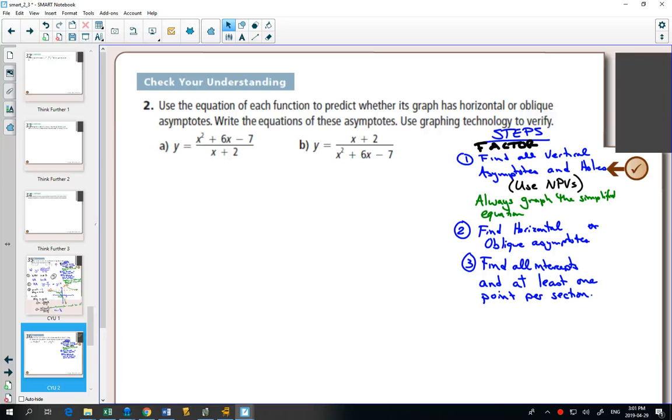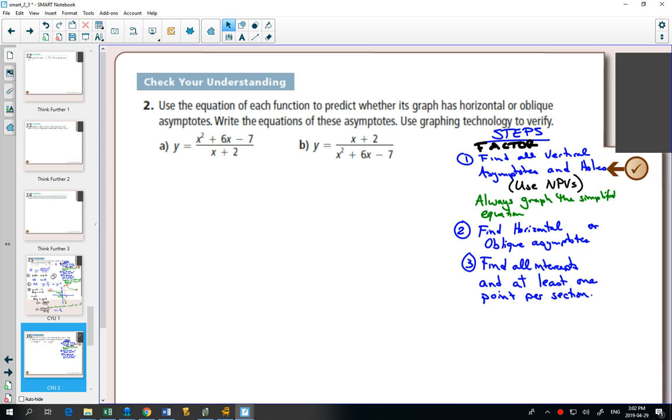Question number 2 is just asking us to predict whether it has a horizontal or oblique asymptote. Because of the green part of step 1, it's important that we do our steps in the right order, because we saw in our last example that you could have predicted an oblique asymptote when in reality a factor canceled out and it just became a straight line. There's no asymptote. So we do have to follow the steps, and in following the steps we're going to see what these graphs look like, because we're going to graph them completely.